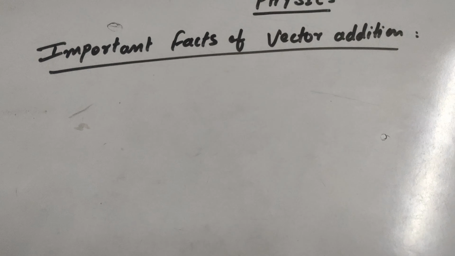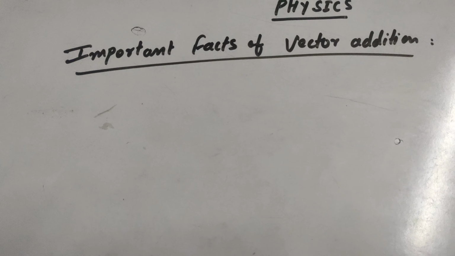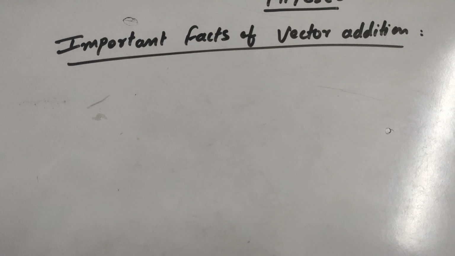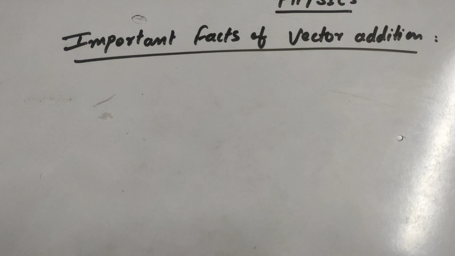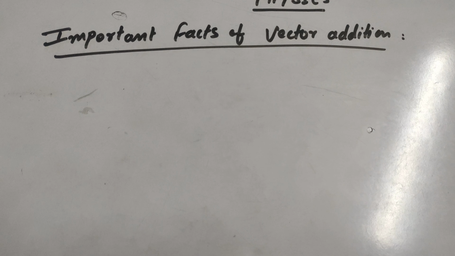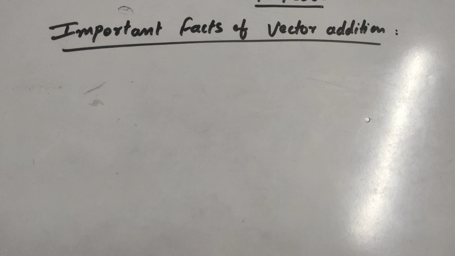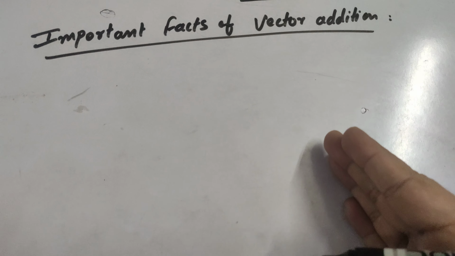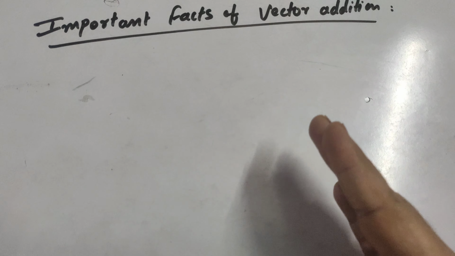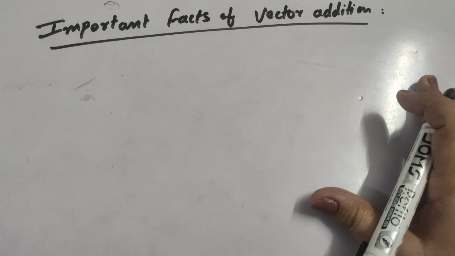Dear students, our next topic is important facts of vector addition. One common fact that we have already studied is that vector quantities of the same nature can be added only, right? For example, velocity can be added to velocity only, and displacement can be added to displacement only, as we have already discussed in our principle of homogeneity when we solved the numericals for dimension analysis.